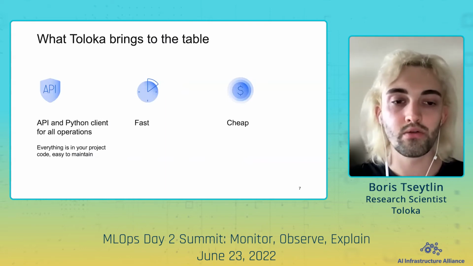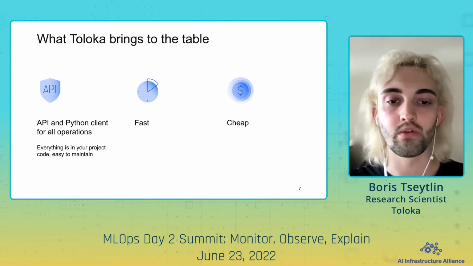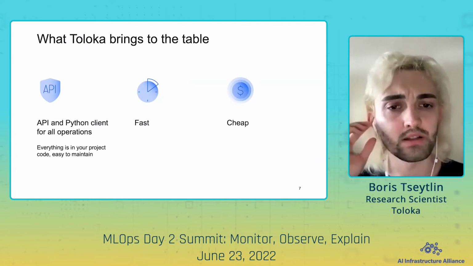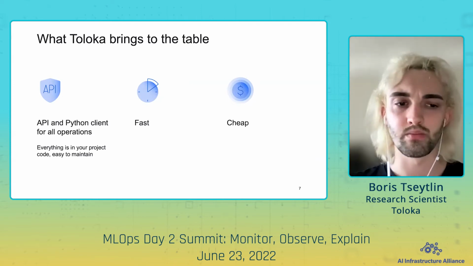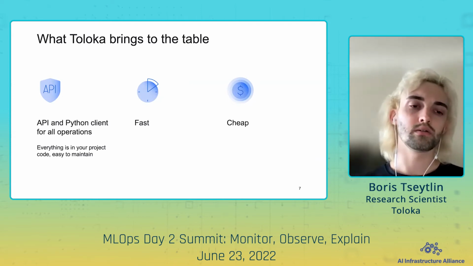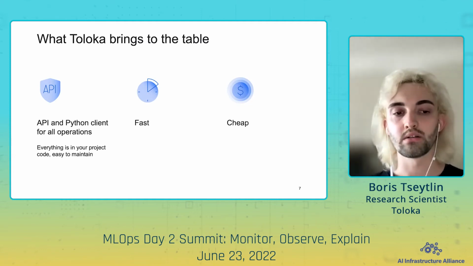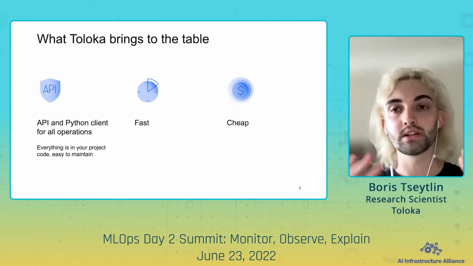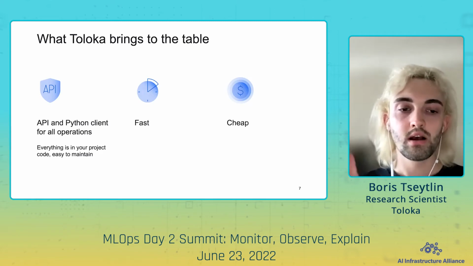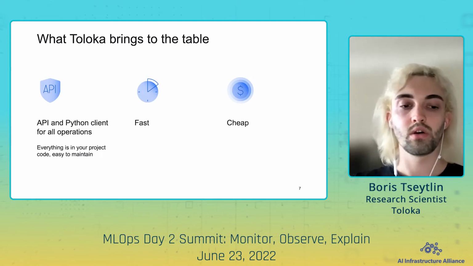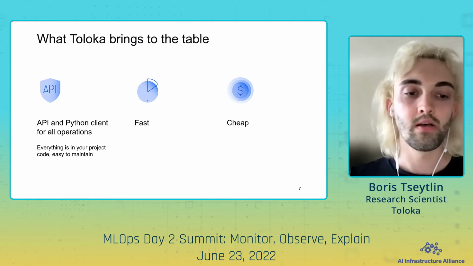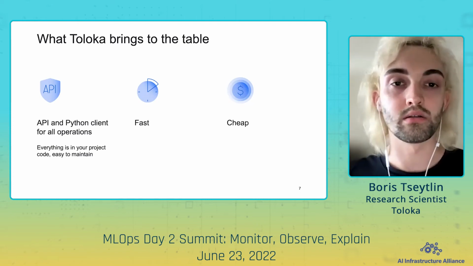Toloka is really good for this for a couple of reasons. It's really fast, almost real time, and quite cheap. Additionally, we have a very nice API and Python client, so you can keep all of this data labeling process right next to your project in code under version control. And that's the part I like very much.